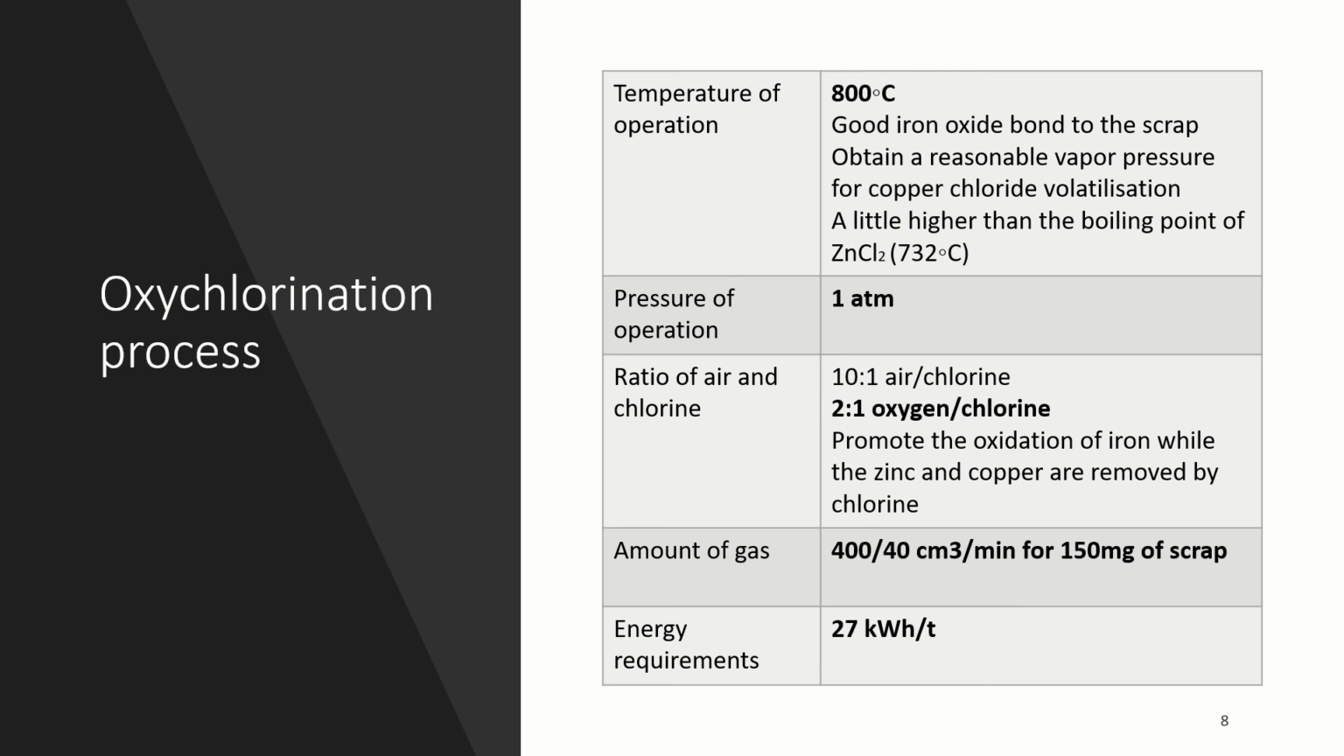The ratio of gas rates between air and chlorine is 10 to 1 in order to have a molar ratio of 2 to 1 for oxygen and chlorine. This ratio is chosen to promote the formation of an oxide layer, while zinc and copper are removed by chlorine gas.